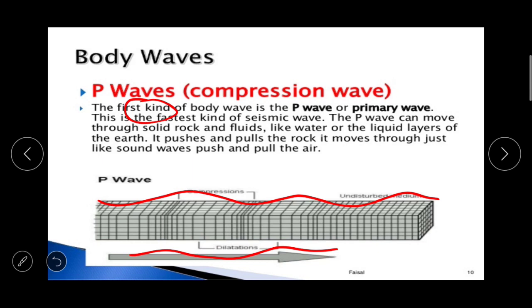It is because of the primary waves that the buildings on the earth's surface move back and forth.